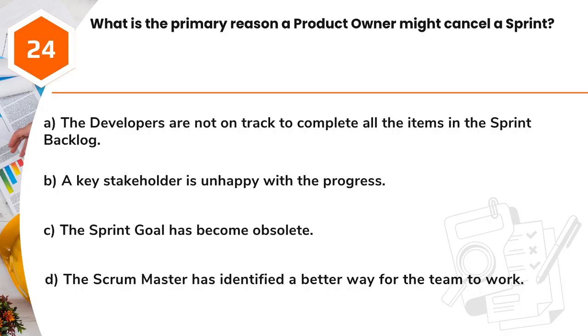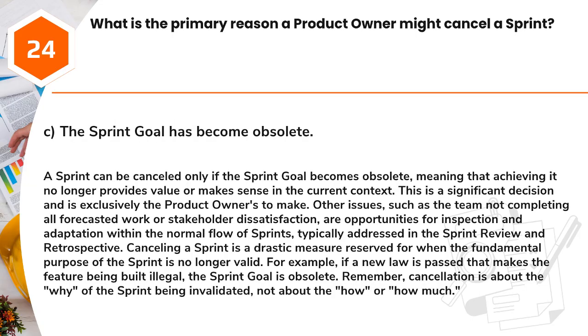Question 24. What is the primary reason a product owner might cancel a sprint? A. The developers are not on track to complete all the items in the sprint backlog. B. A key stakeholder is unhappy with the progress. C. The sprint goal has become obsolete. D. The Scrum Master has identified a better way for the team to work. Answer. C. The sprint goal has become obsolete.